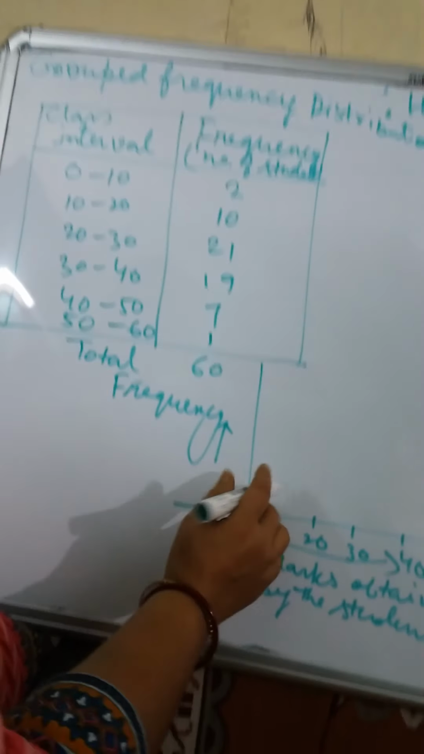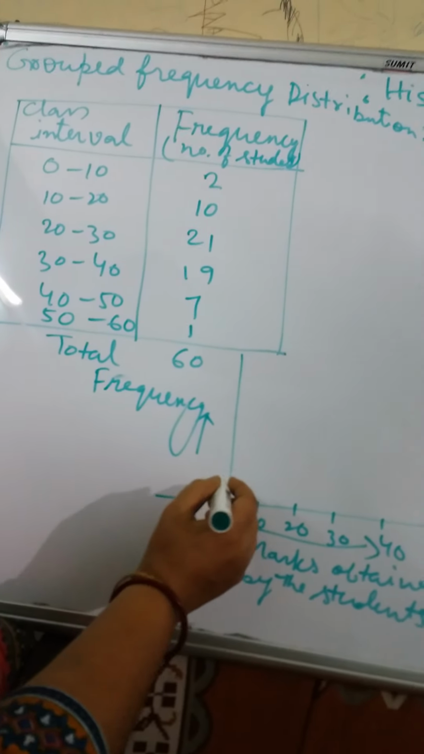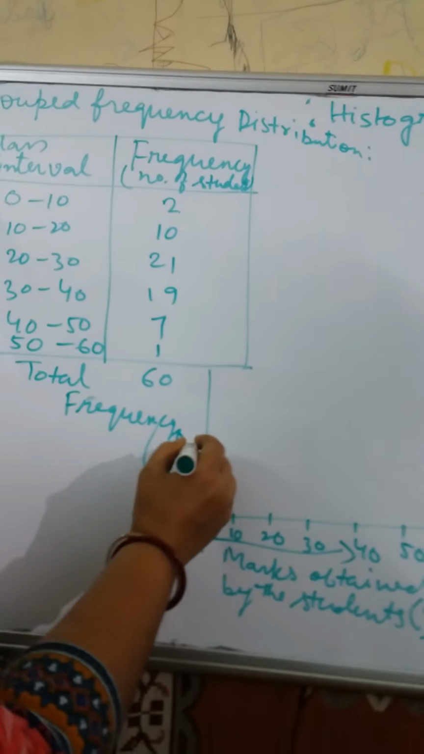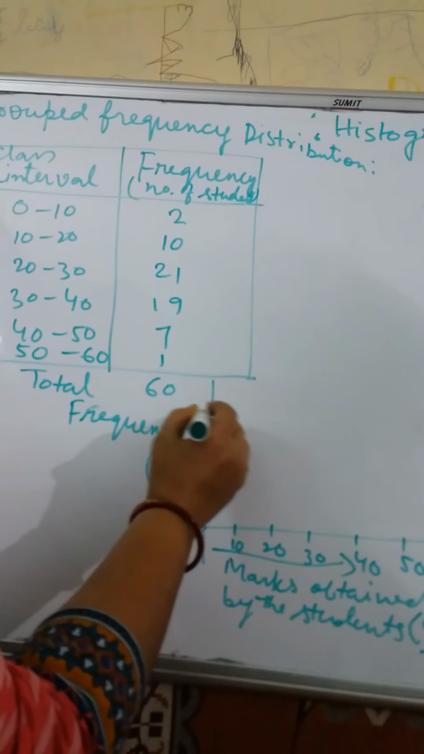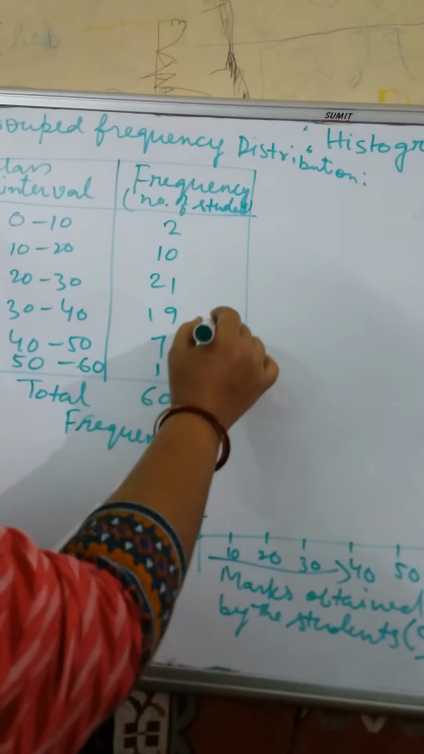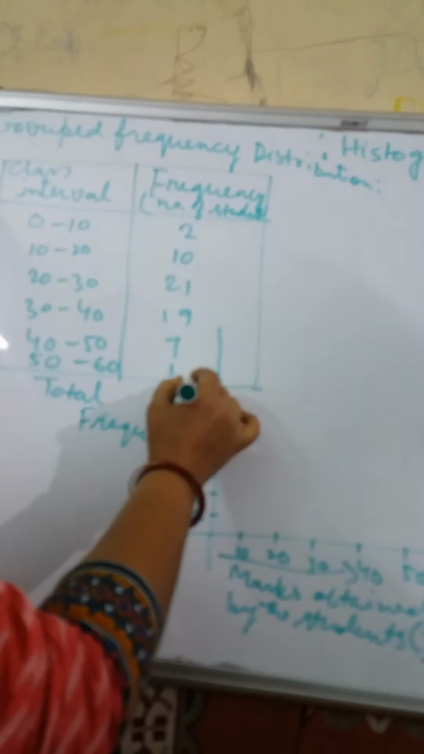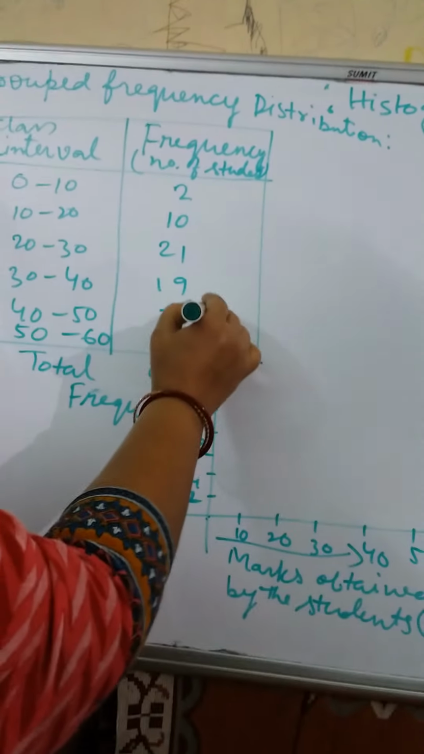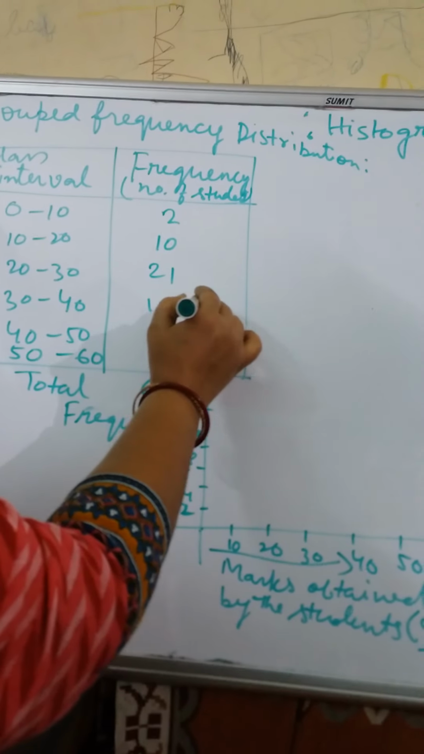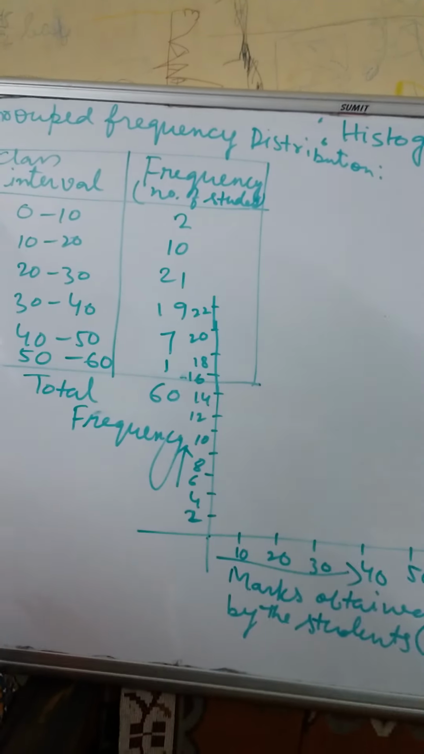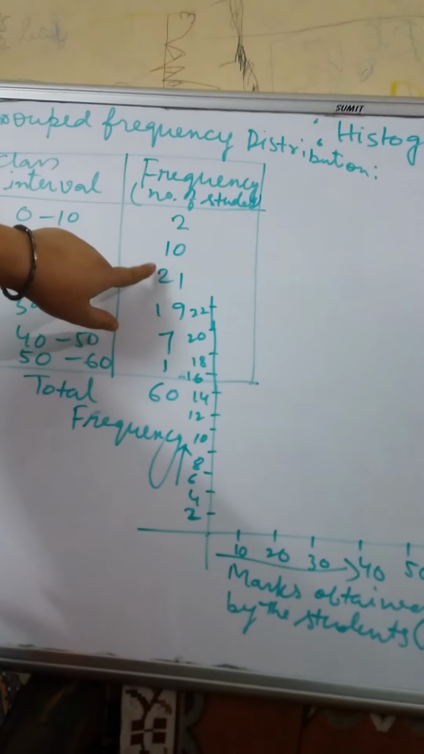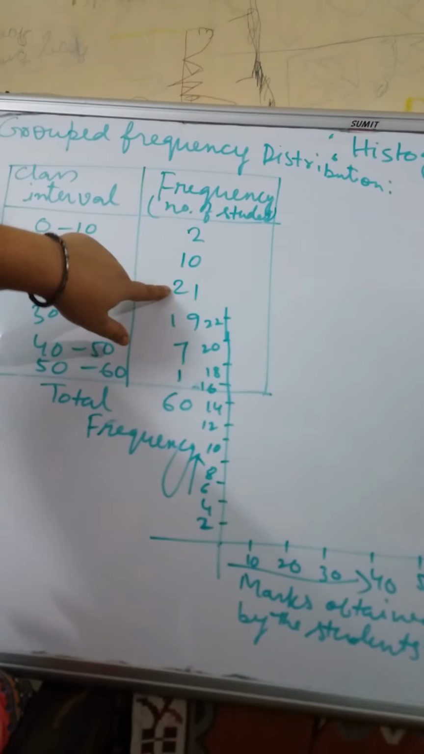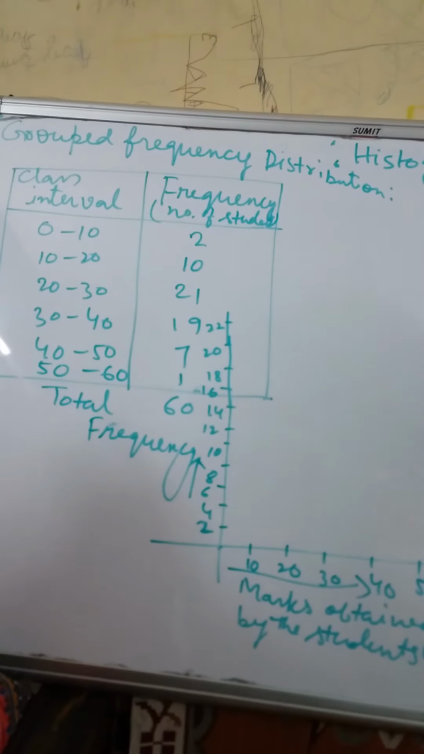So I will take one unit as 2 marks or 2 students. So this is 2, 4, 6, 8, 10, 12, 14, 16, 18, 20, 22. Okay, you have to keep in mind your highest frequency. It is 21, so I have taken it up to 22.